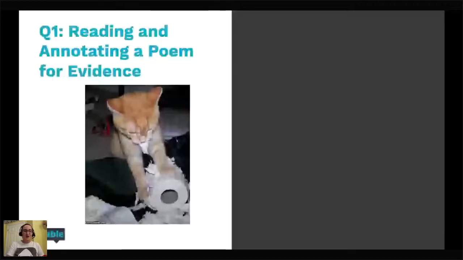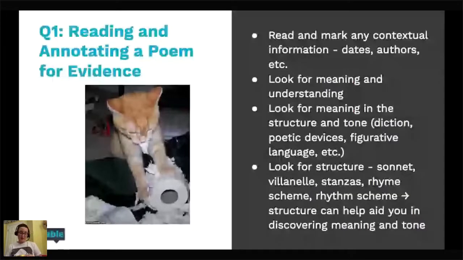Okay, this goes for any of them, so this is going to be repeated. You want to read and mark any contextual information. If you're lucky enough to get a date or an author in there, congratulations, mark that. Don't leave it. Keep that in mind. A poem written in 1781 is going to be different from a poem written in 1920. If you know your history, then you can, without pulling too much contextual history out of it, have a better idea of what themes would be prevalent at these times. So that may help you.